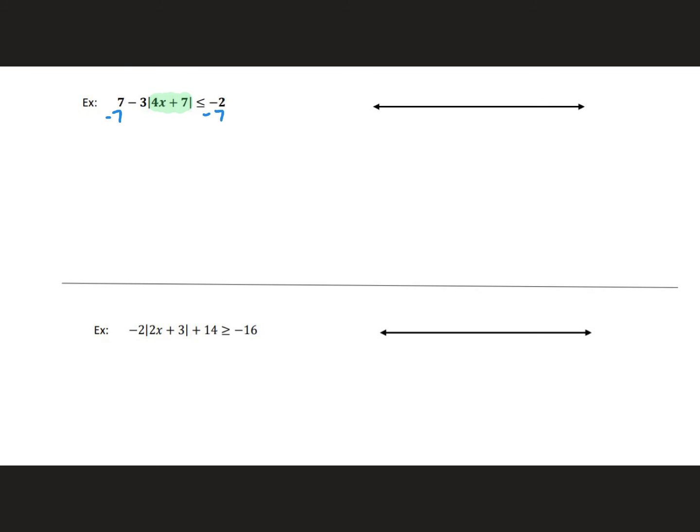So I subtract 7 on both sides. That gives me negative 3 times the absolute value of 4x plus 7 is less than or equal to negative 9. And then I'm going to divide by negative 3. And I get the absolute value of 4x plus 7 is greater than or equal to 3. So the symbol flipped because I divided by a negative. Now that the absolute value is by itself, I'm ready to break this up into my two possible inequalities.